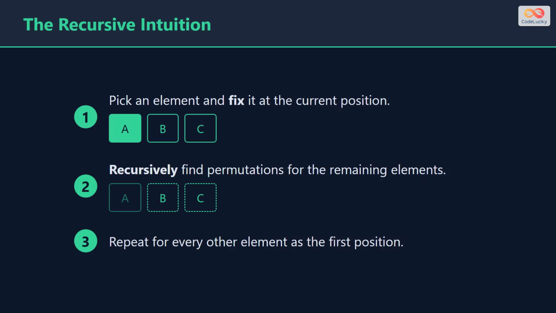To solve this programmatically, we use recursion. The intuition is simple. Step 1, pick an element and fix it at the first position. Step 2, recursively find all permutations for the remaining elements. Step 3, repeat this process for every element, giving each one a turn at the first position.